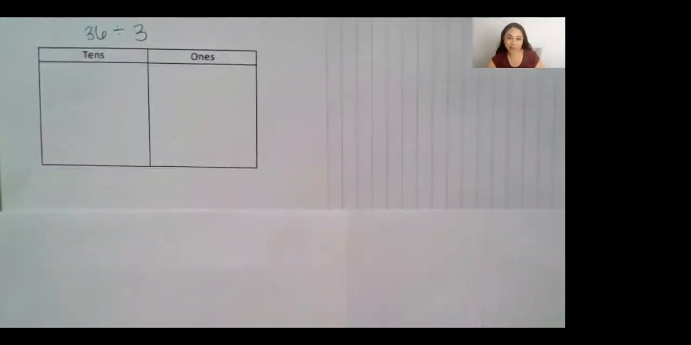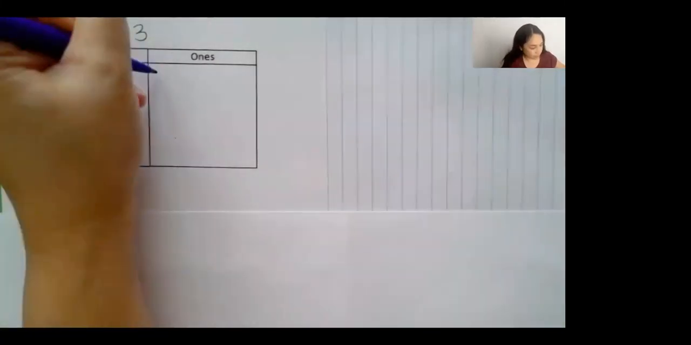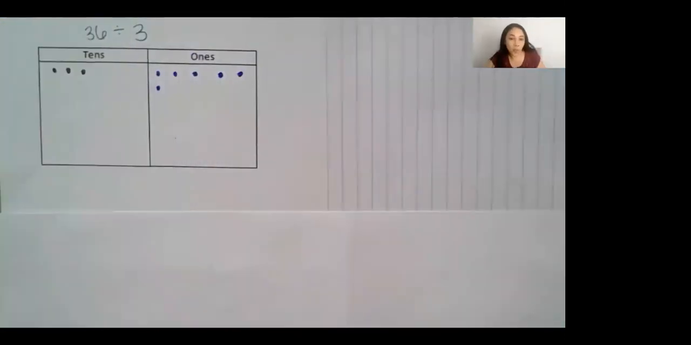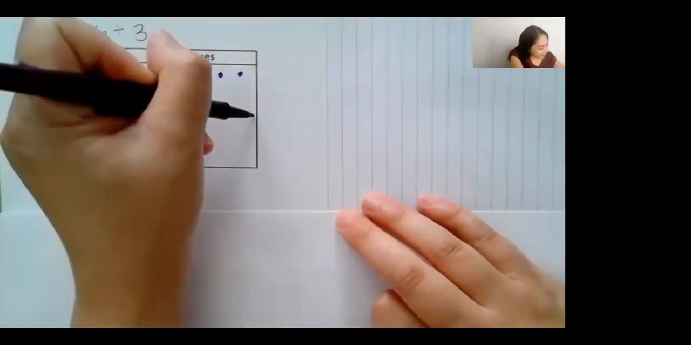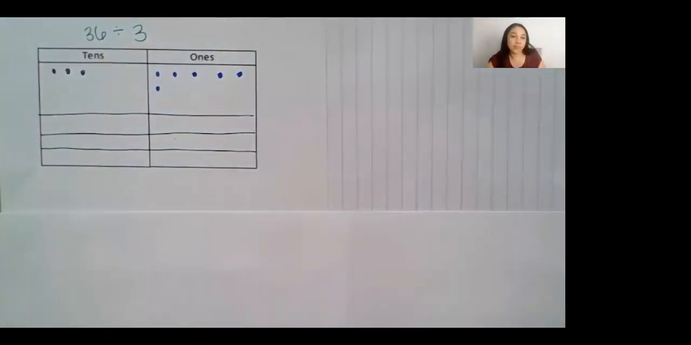Next, 36 divided by 3. 3 tens, 6 ones represents what? The whole. Let's show 36 using place value disks. What is the divisor? 3. Let's now make room for 3 groups below. We're going to start dividing with the largest unit. What is the largest unit?